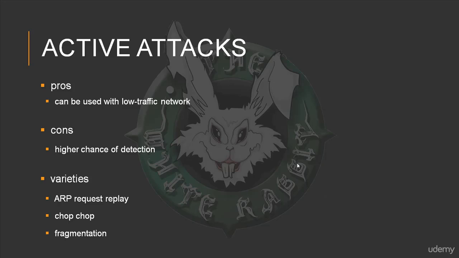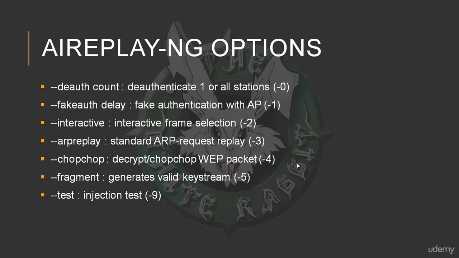Note also that it's not normal traffic that will be injected in these attacks. So it's quite possible that an access point could detect anomalous, strange traffic and realize that an active attack is being carried out. The most common varieties of active attacks on WEP are listed here. So ARP request replay, chop-chop, and fragmentation. We will be showing these in subsequent videos. And we will be using a tool known as aireplay-ng to do this.